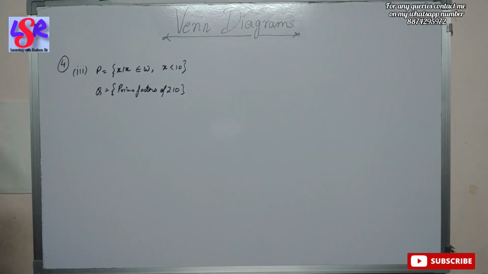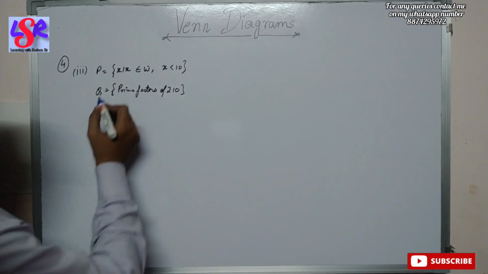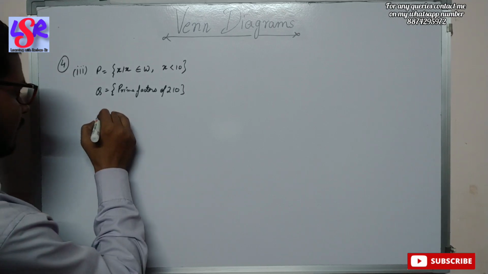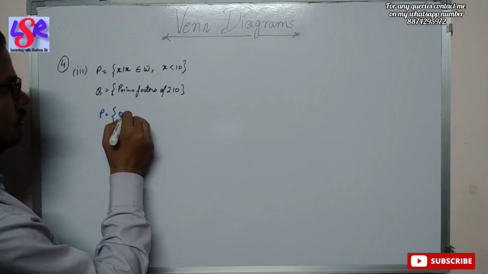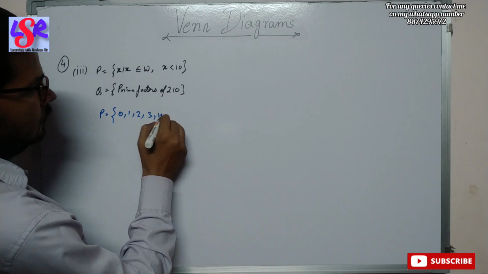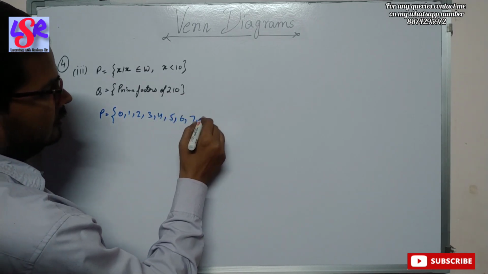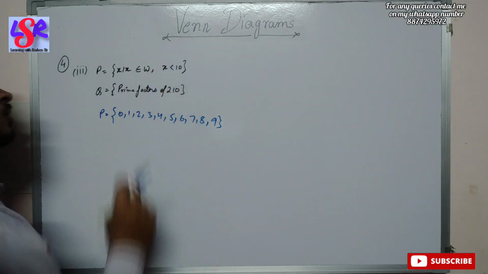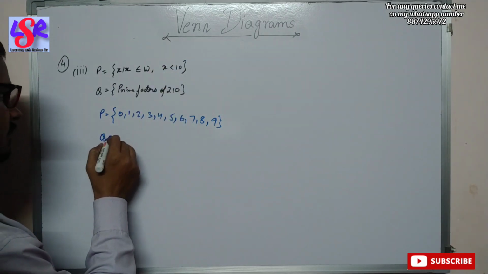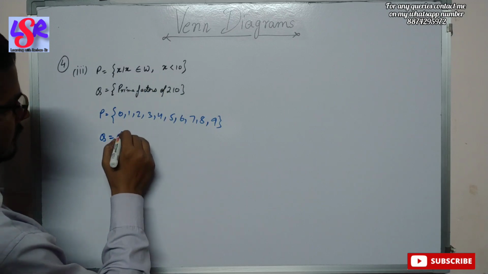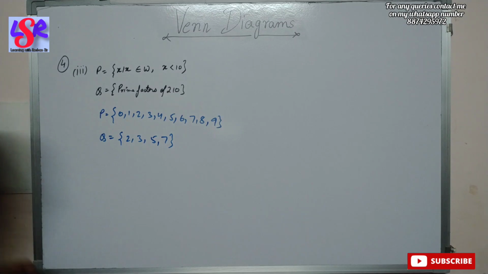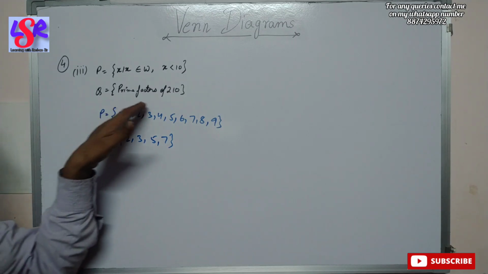Now here we go with the third part of question number 4, in which we are having the set P, which is x and that x is the element of whole number where x is less than 10. So we'll be having P equals to 0, 1, 2, 3, 4, 5, 6, 7, 8 and 9. As it is less than 10, so we are not going to take 10. And in the case of Q, it is prime factors of 210. So we have 2, 3, 5 and 7 as the prime factors of 210.